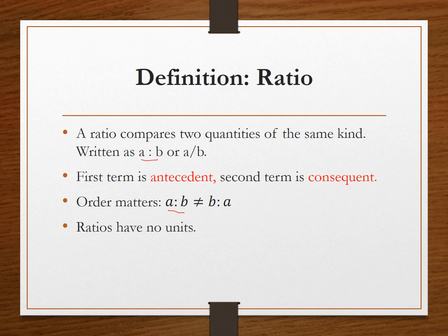In first ratio, A is the first quantity and B is the second quantity, but in second ratio, B is the first quantity and A is the second quantity. So in general, A ratio B is not equal to B ratio A. Ratios have no units.